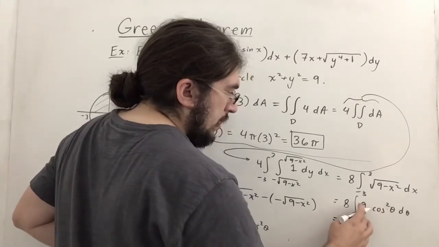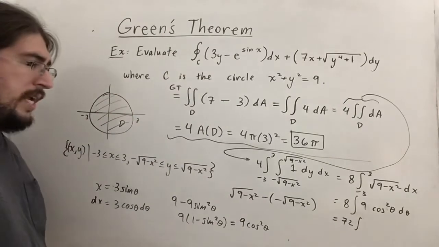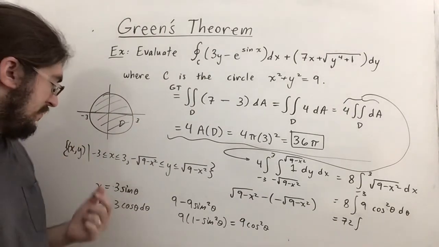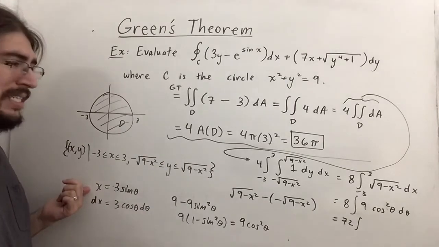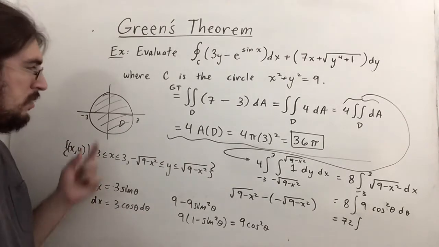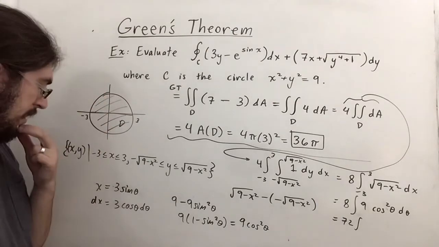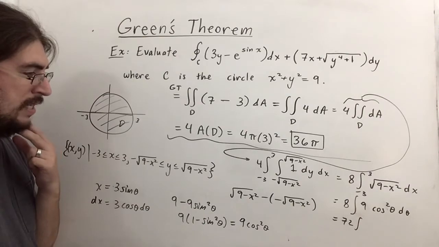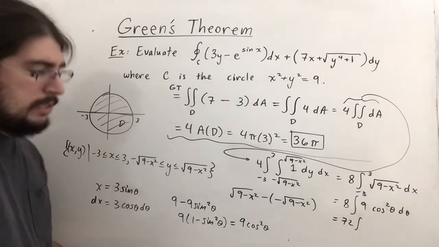Well, not really, actually. Because at this point, you have to change the limits of integration. And you can kind of see, when x is 3, then sine would be 1. And sine is 1 at either pi over 2 or negative pi over 2. Yeah, it's a little tricky. I mean, it's still doable.